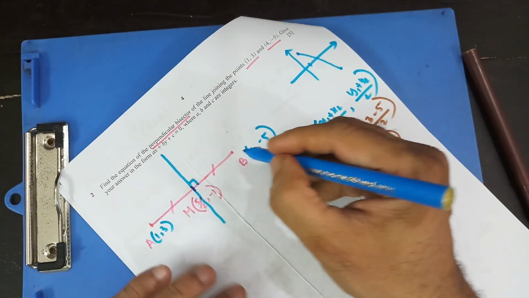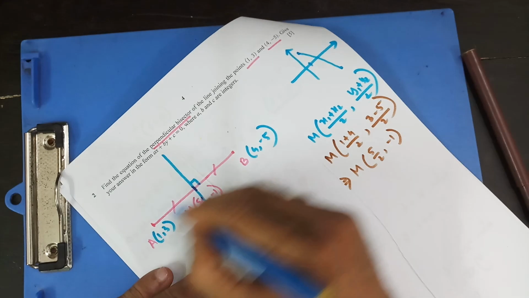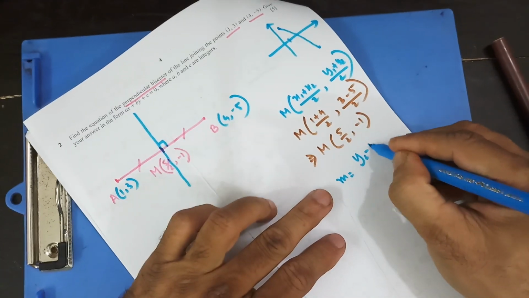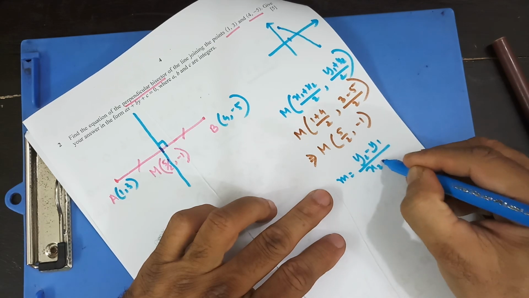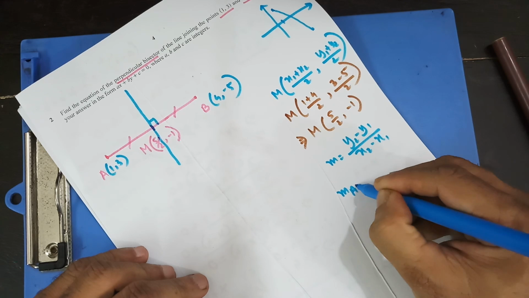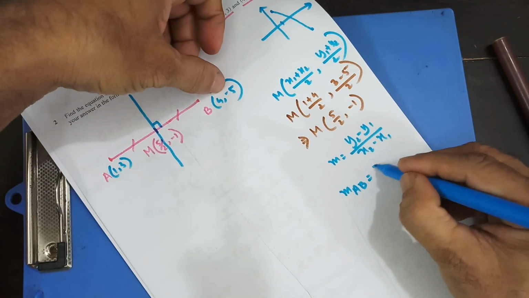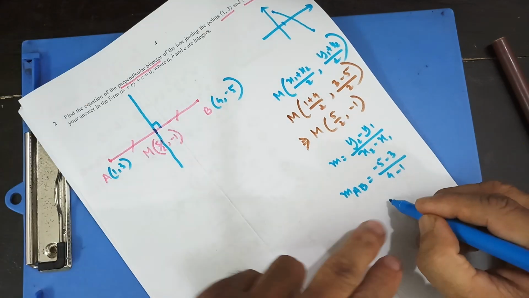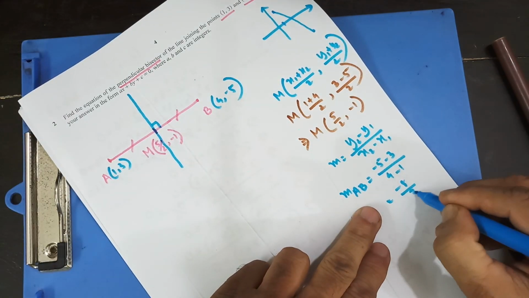All right, pretty good. What about the gradient of this AB? Okay, gradient's formula is difference in y-axis over difference in x-axis. Now this gradient of AB is going to be minus 5 minus 3 over 4 minus 1. So that's going to be minus 8 by 3.